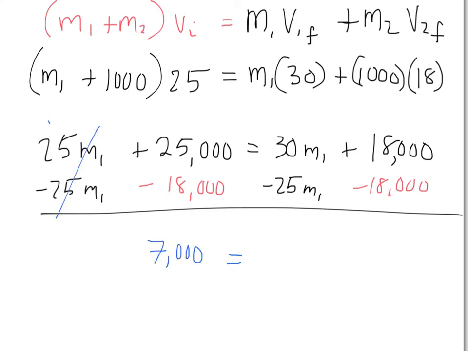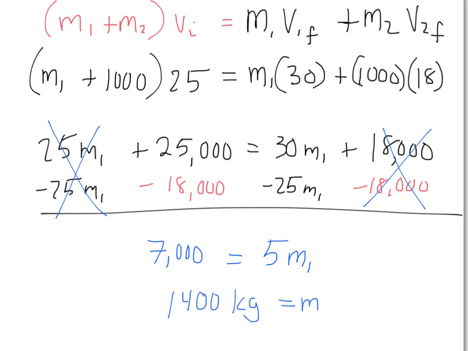25m1 minus 25m1 drops off. And on the right-hand side, 30m1 minus 25m1 is 5m1. And 18,000 minus 18,000 obviously drops off. So then just divide by 5. You're going to get, yeah, there it is. 1,400 kilograms is the mass of the truck.